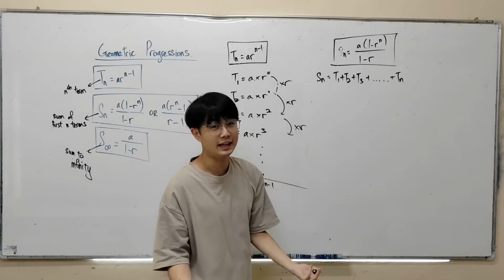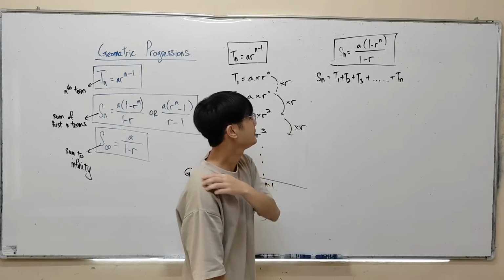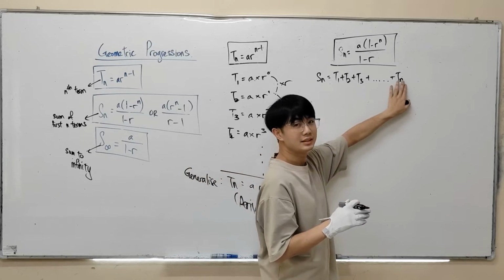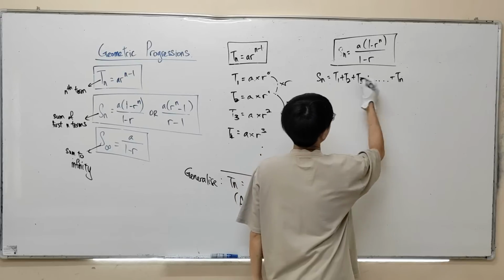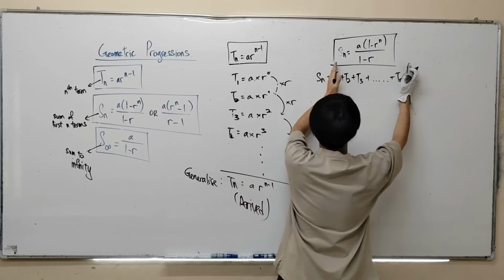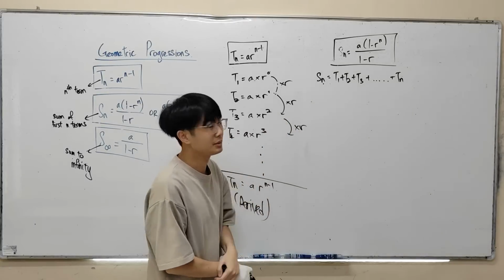But since I don't know the n now, it will be Tn here. Okay, understand, right? It means this is my last term. Tn is my last term, right? So the number of terms here depends on the n here. Okay, that's what it means, right?